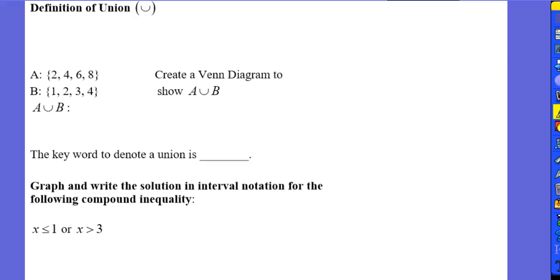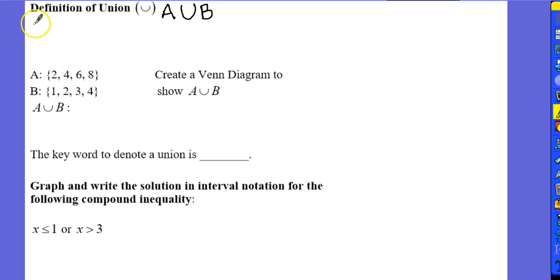Right, so today we're going to finish up our notes on compound inequalities by introducing the union. So let's start with our definition of union. Here's our symbol for union. So when you see this U, union. That's a good one. So what we're going to do is take set A in union with set B to help us write our definition of union.